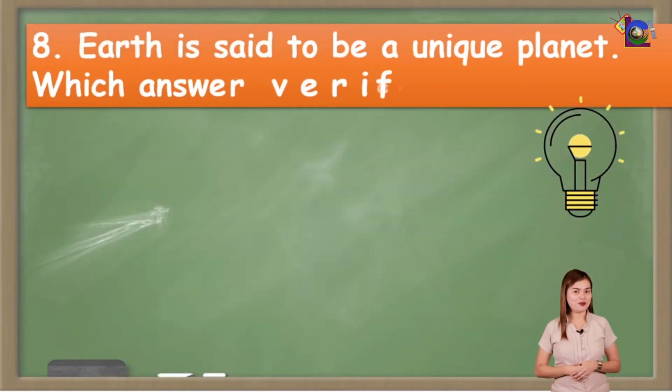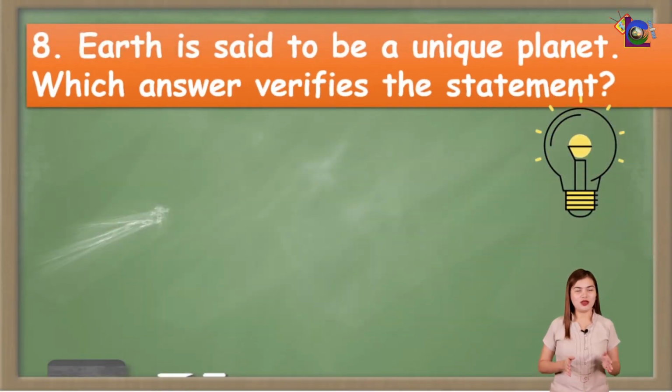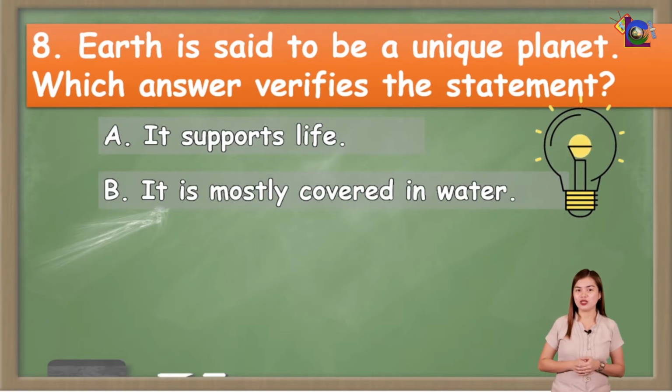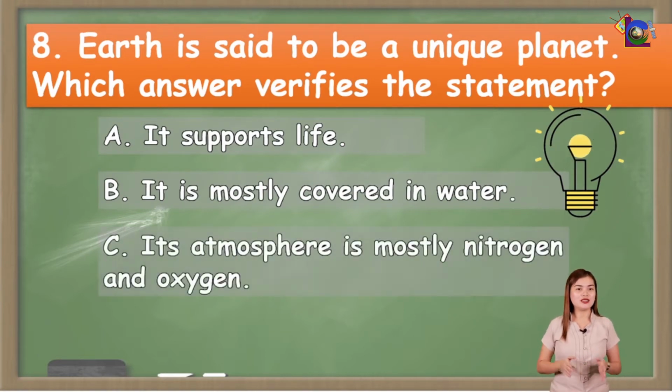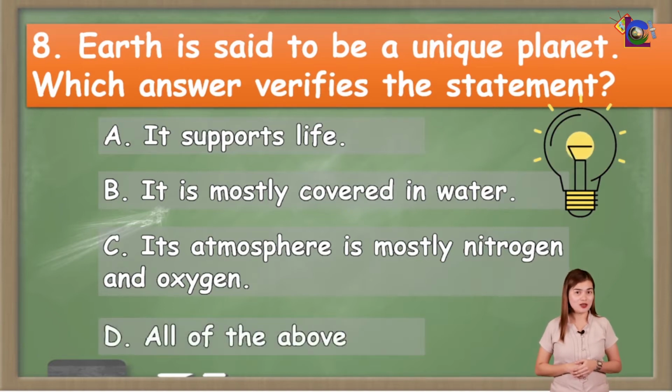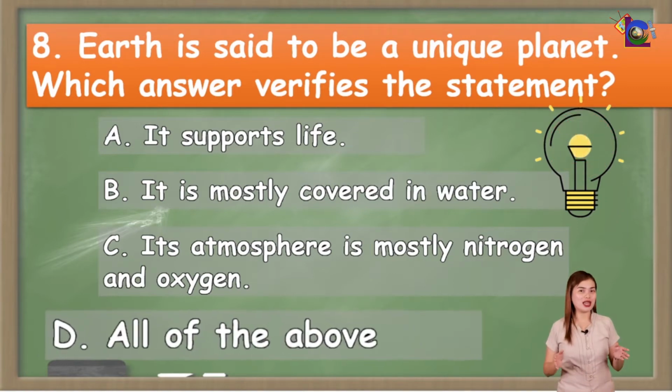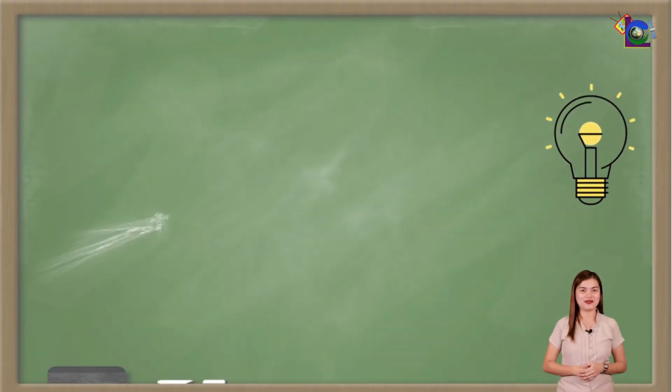Question number 8. Earth is said to be a unique planet. Which answer verifies the statement? Is it A, it supports life? B, it is mostly covered in water? C, its atmosphere is mostly nitrogen and oxygen? Or letter D, all of the above? The correct answer is letter D.